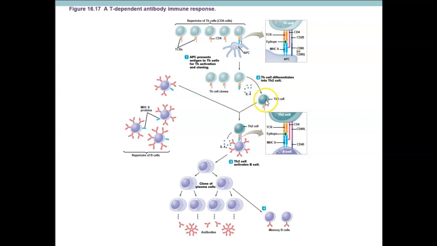Now this Th2 cell cruises around and finds one of the B cells, the B cell that recognizes that same epitope. And it stimulates that B cell and says, hey, one of my buddies brought this to me. I thought you might be interested. And then the B cell goes through proliferation.